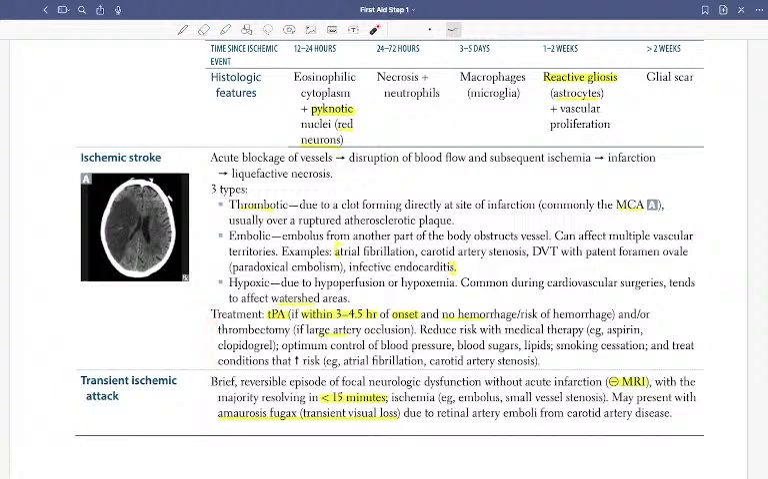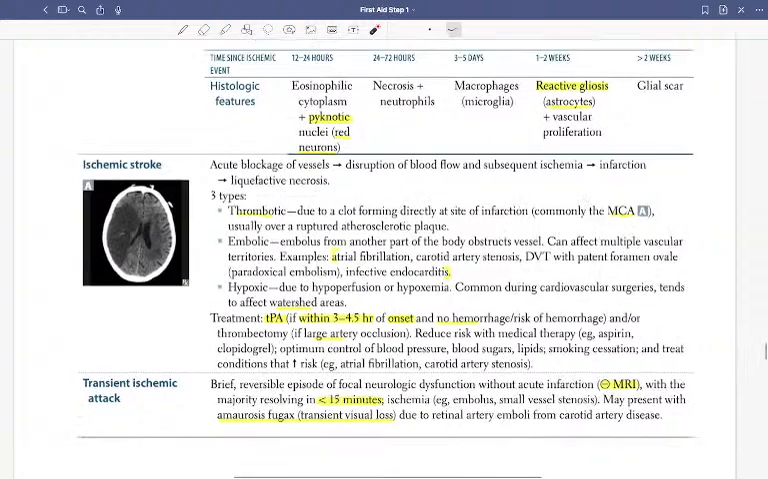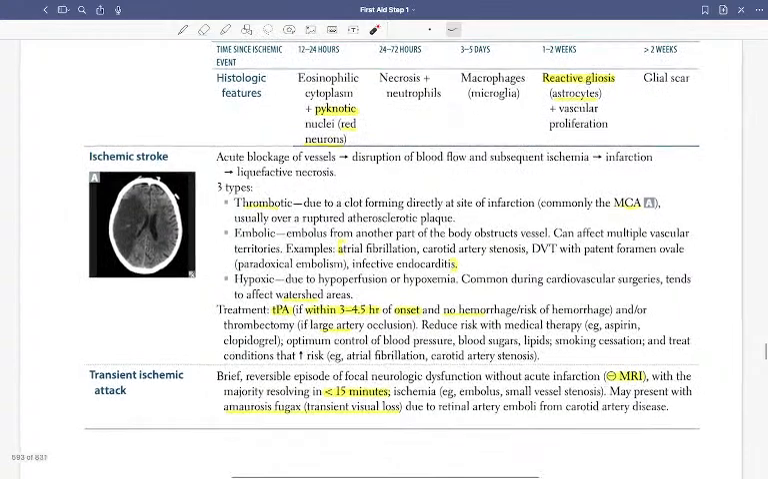So for 4.5 to 6 hours, you do CTA and CTP, okay, to see whether there's any penumbra, that is, a salvageable portion or not. If you see that there is penumbra, there is salvageable tissue, okay, intravenous thrombolytics, then you consider again IV therapy, thrombolytics, or mechanical thrombectomy, okay. But if there is no penumbra, then it is not very useful to do.